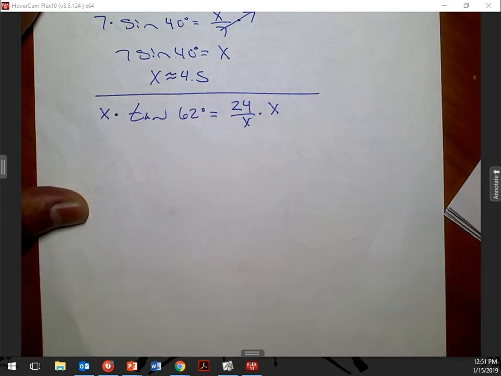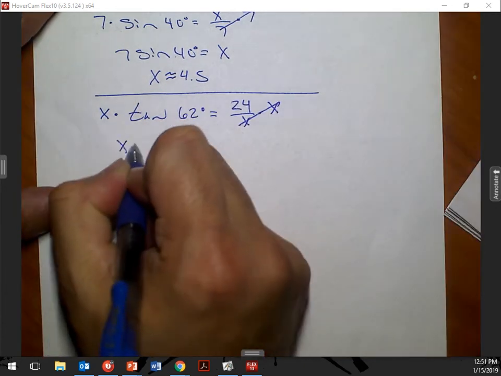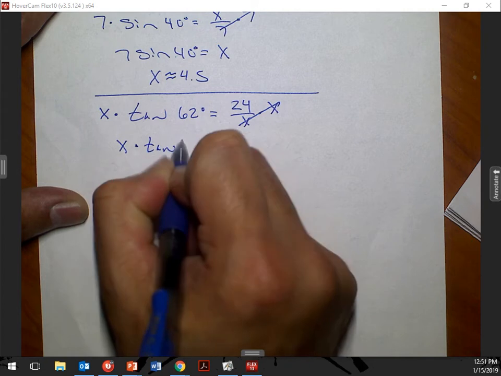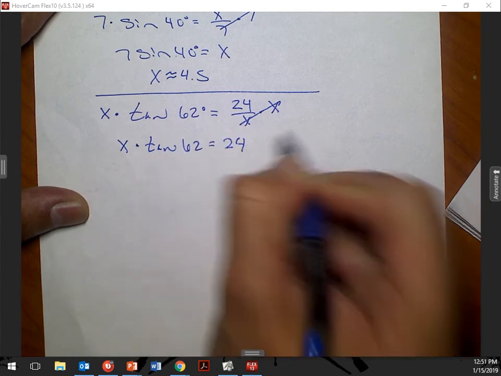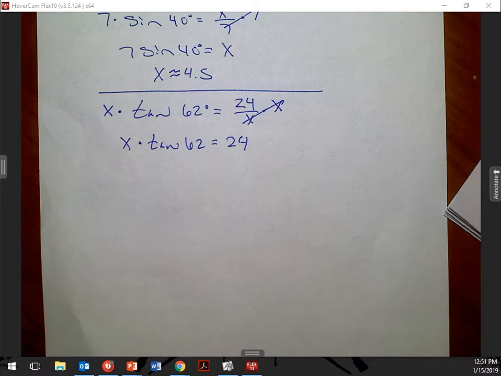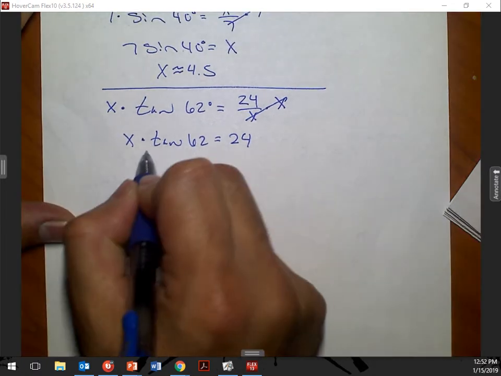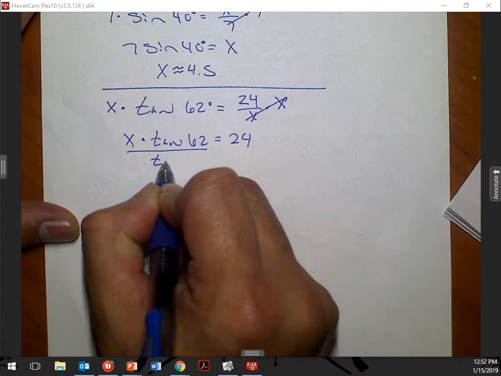So when I do that, those cancel there, right? So now it's going to be x times tangent of 62 is equal to 24. Is my x by itself? No. What's happening to that x? It's being multiplied. Now, how do I undo a multiplication? Divide. Very good. So if I want to get the x by itself, I have to get rid of the tan 62. So I have to divide both sides by, not 62, tan 62. So the whole thing.